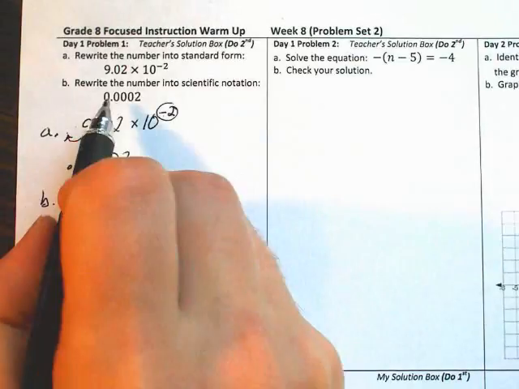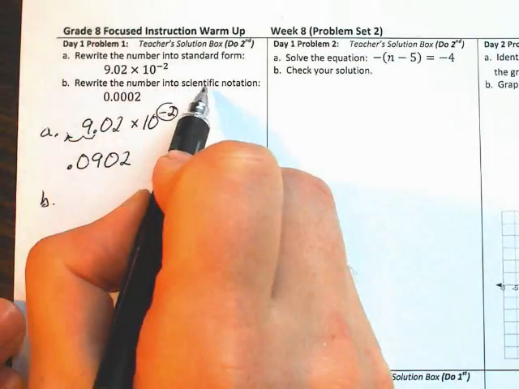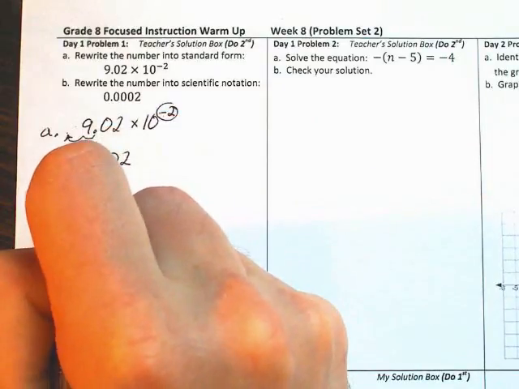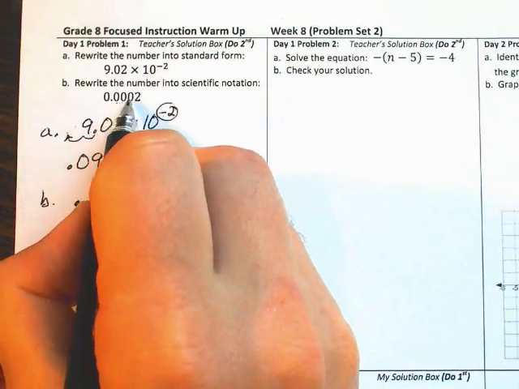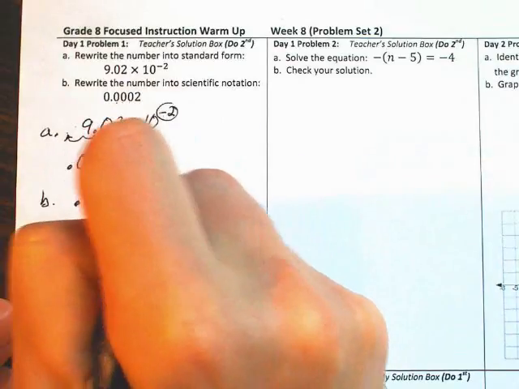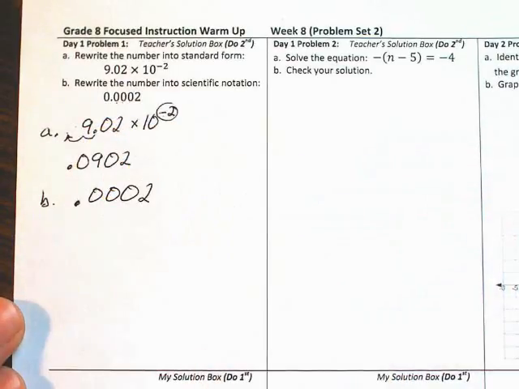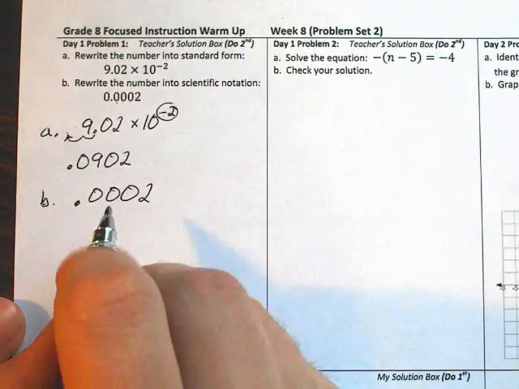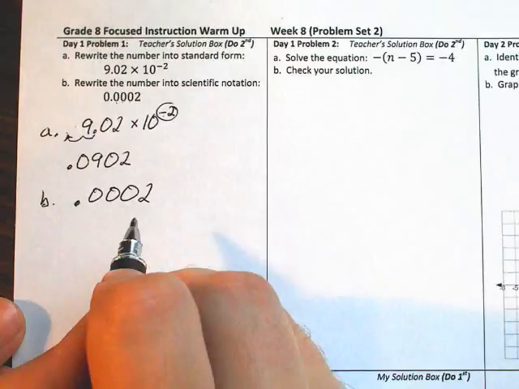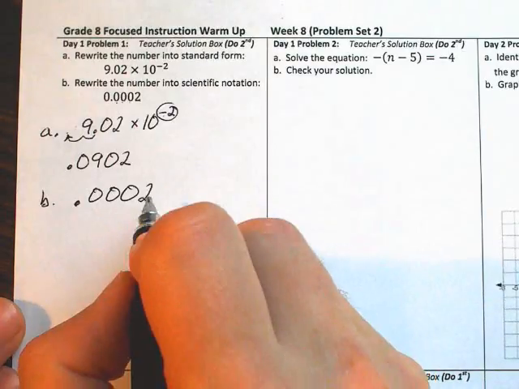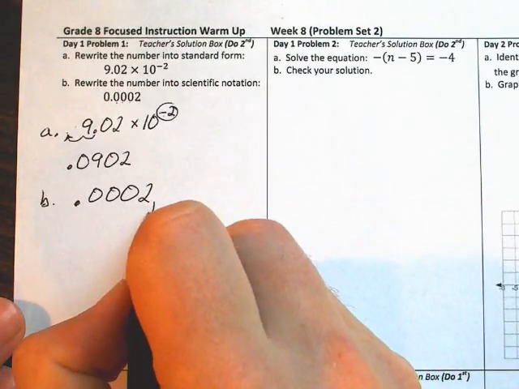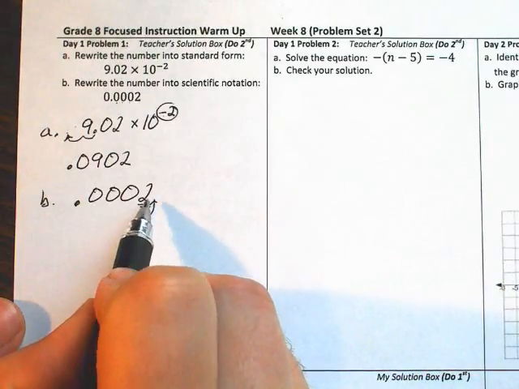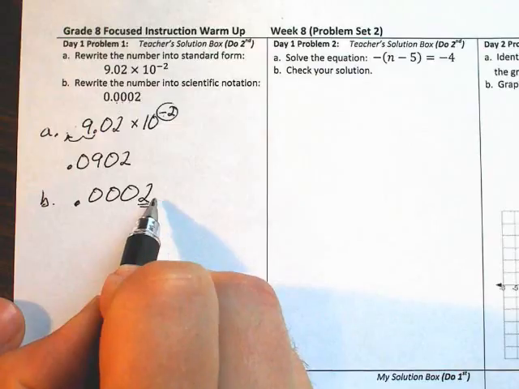Part B. Rewrite the number into scientific notation. So first of all, to copy the number down, 0.0002. And we want to change this to scientific notation. In scientific notation, we want one non-zero number to be to the left of the decimal point. And so if we move the decimal point here, then the digit 2 would be that number that comes to the left of the dot.